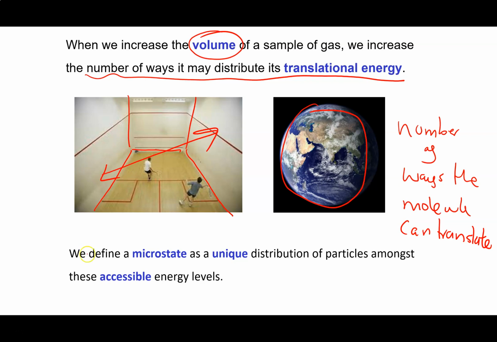So what we're going to do is define this thing called a microstate. A microstate is a unique distribution of particles amongst what we call their accessible energy levels. It's a way that a set of particles can use their energy, a manner in which the particles can distribute their energy amongst the available rotations, translations, and vibrations.